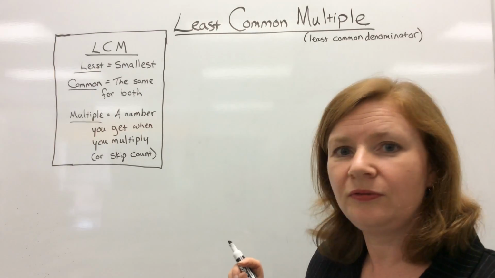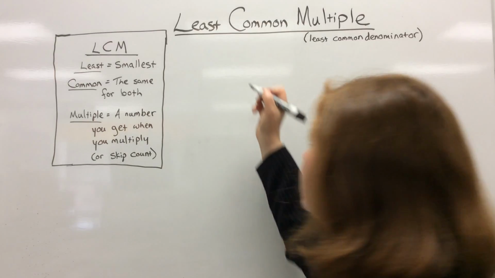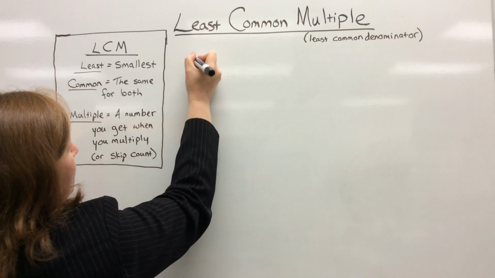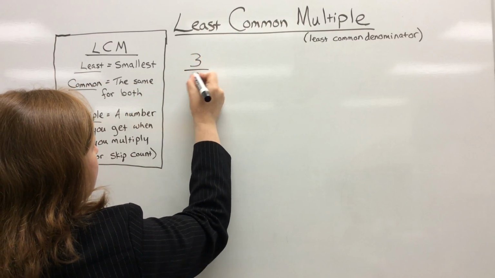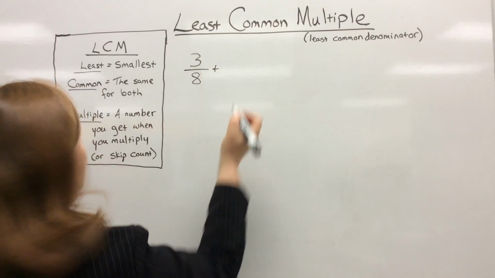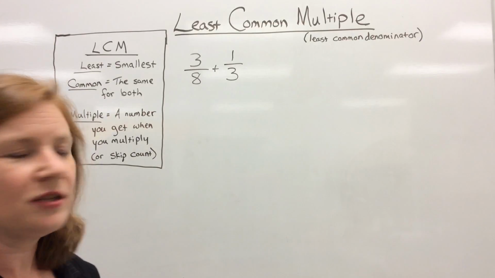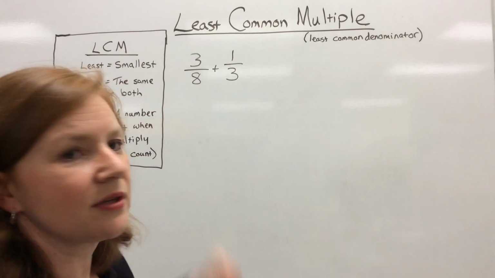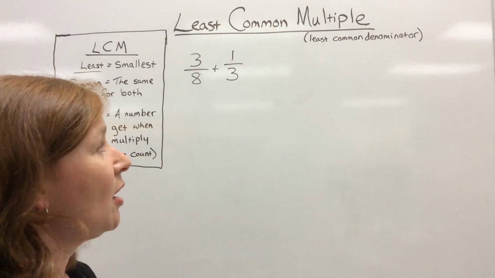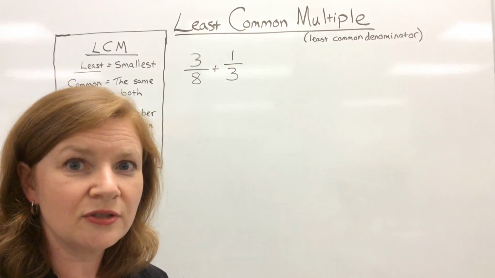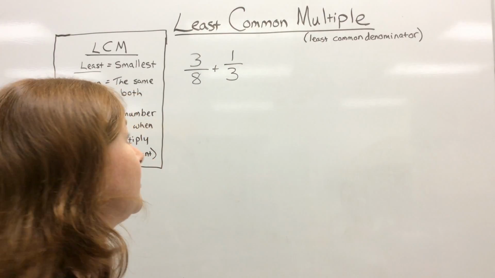So let's start with two fractions that I want to add. We're going to do 3/8 plus 1/3. Now I can't add these fractions right now because the denominators are different. So I'm going to use the least common multiple of both denominators to find a common denominator.